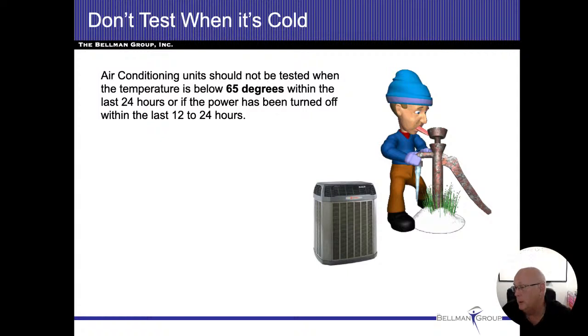Testing air conditioners, this is a big one, all right? Most home inspectors will use the temperature of 65 degrees. And I'll be honest with you, a lot of air conditioning systems can go all the way down to 50 degrees and they'll run just fine. We'll talk about heat pumps and the difference between an air conditioning system and a heat pump in a little bit. But heat pumps can run all the way down to 35 degrees and work just fine. But for us, being cautious, we're going to use 65 degrees, and we stick to that if it's been that temperature within the last 24 hours.